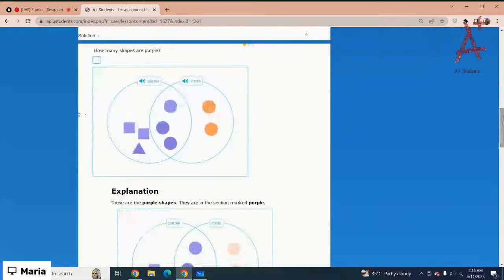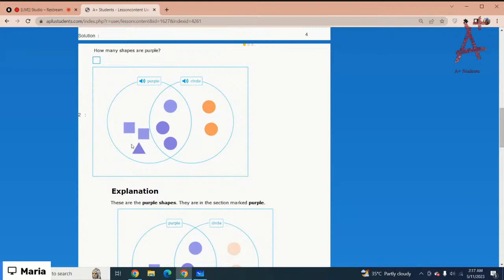How many shapes are purple? So which is the correct option? You can see you have two overlapping shapes. They are purple and circle, but you need to count the ones that are purple. You just have to count the ones that are inside this square. Got it? 1, 2, 3. They are purple and also circle and purple. Got it? But they are purple. 1, 2, 3. The total shapes that are purple are 6. Got it?